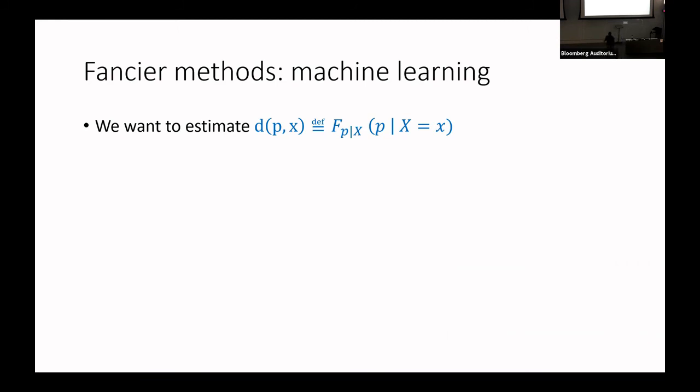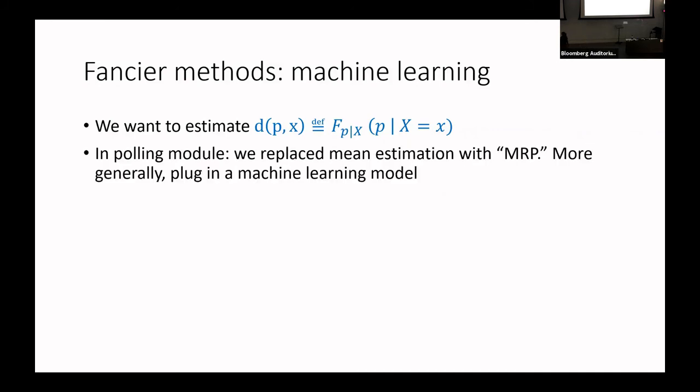Oh, sorry, there's a little bug here. This is supposed to be 1 minus f of p. But yeah, so we want to estimate the demand, which is 1 minus f of p given x. Okay, and so in the polling module, we replaced mean estimation with multi-level regression, with MRP, and more generally, just plug in a machine learning model to do the estimate instead of mean estimate. So now we're going to just plug in a machine learning model to estimate this demand.